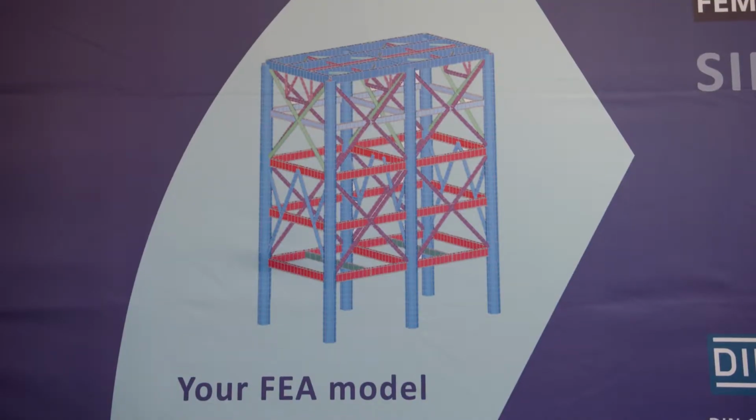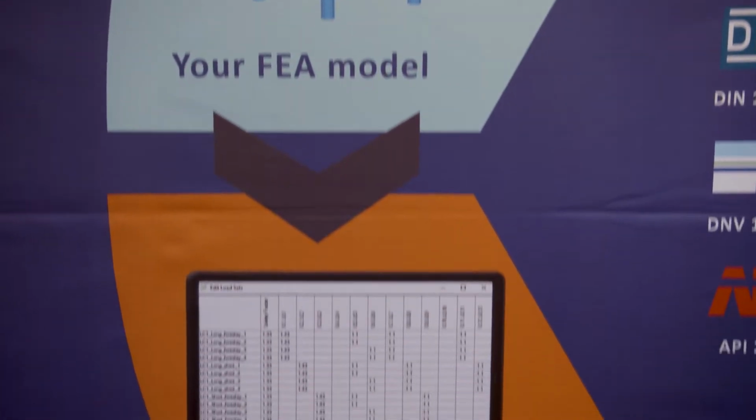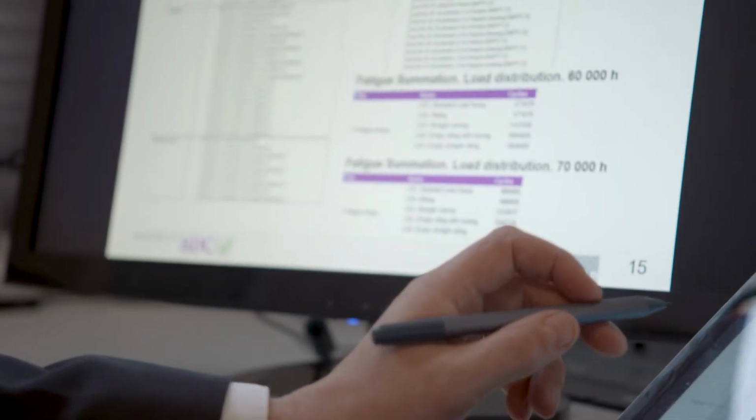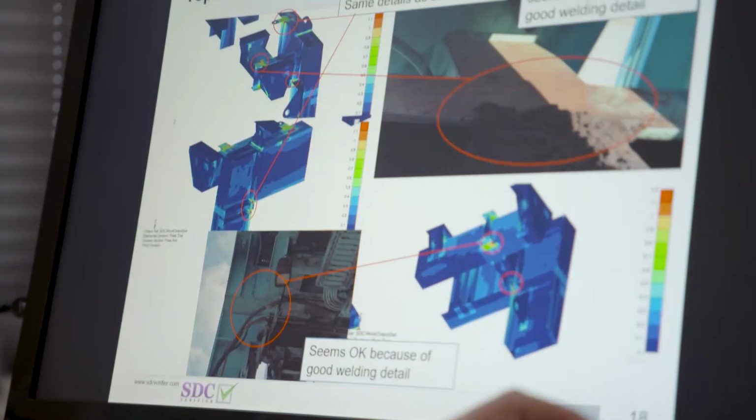An engineer uses standards to verify the loads and the rules according to what is generally accepted. And if he uses a digital twin, he applies all the loads and then calculates directly what happens in the construction on a computer model.